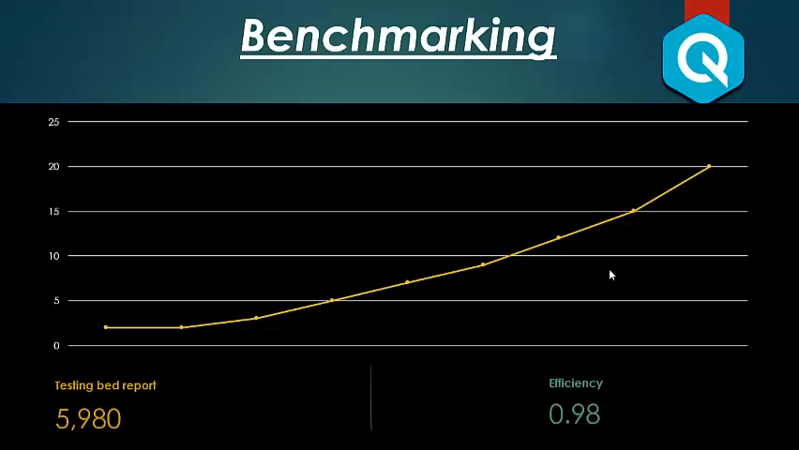The last one is benchmarking. You need to understand this is simply comparing between actual and plan. Plan means what you expected earlier. Here we look at other organizations' standards or practices and plan our activities and make our own benchmark, because we cannot copy anything from any organization. We set our own benchmarks.